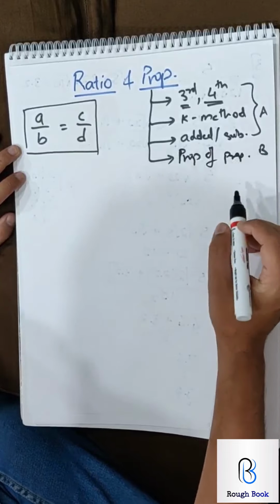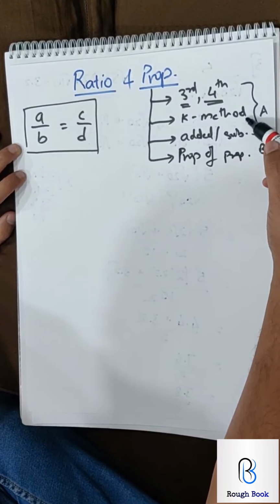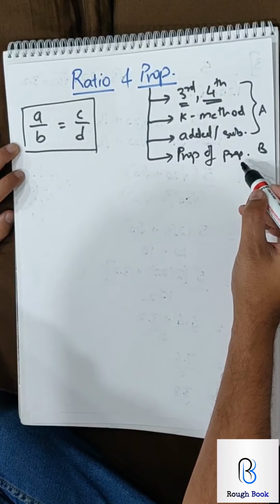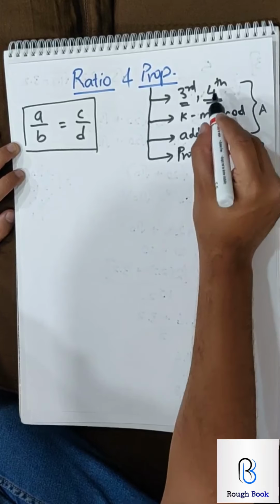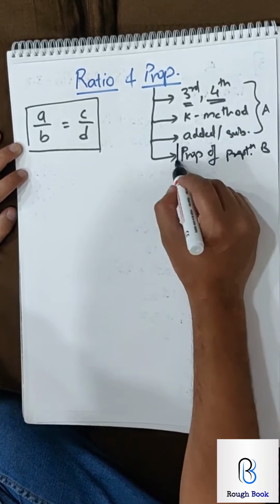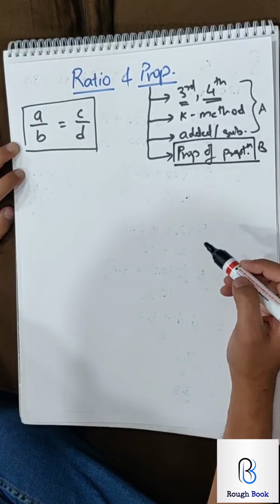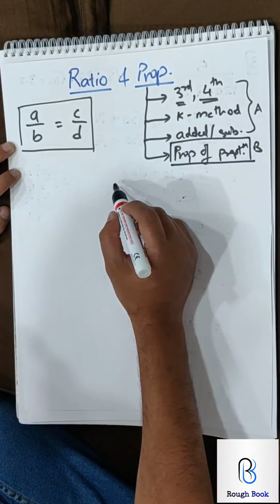So generally in the boards, we see one question on K method or what should be added, subtracted, one of these two. And properties of proportion is a sure shot question in the boards as well. Properties of proportion. So what are these four things? Out of that, this part we will cover in the next video. In this video, we will try and cover these three parts. Before we get into these three parts, we need to understand proportion very well.